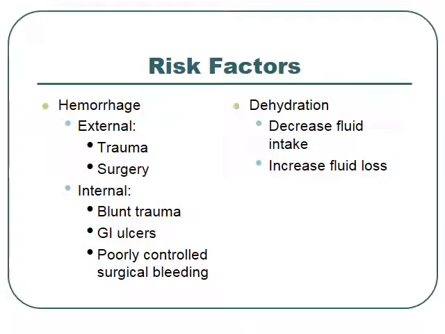These risk factors are 14-3. I just told you that if I had a huge car accident and I lost blood, hemorrhaging, okay, I have external and internal hemorrhage. External would be from that car accident or trauma or possibly surgery. Internal, blunt trauma, GI ulcers, or internal surgical bleeding. I could have internal surgical bleeding and not know. So all of those could cause me to hemorrhage out, okay.